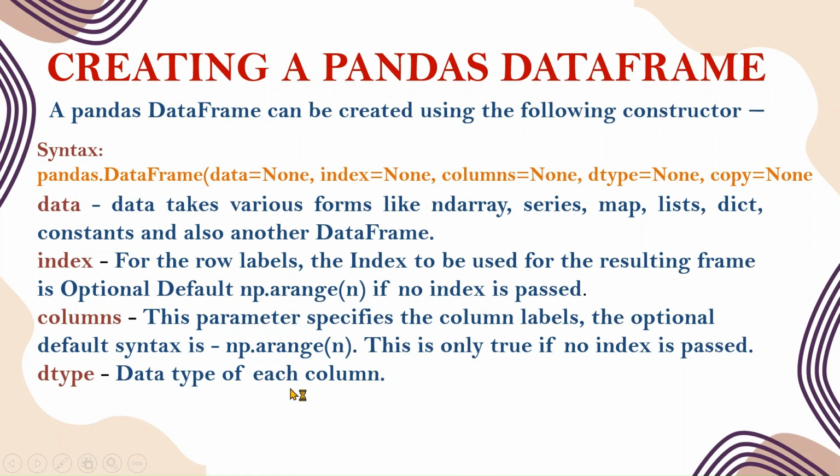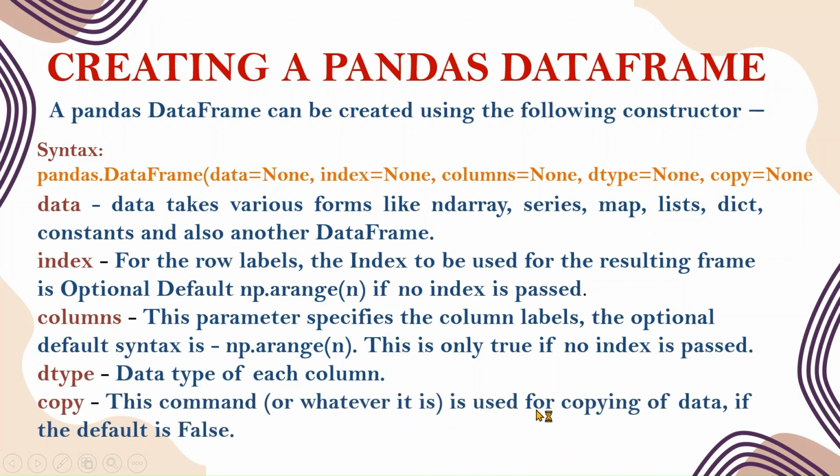Dtype, the data type of each column, you mention here. If you want strictly integer, you write integer. If you want only string, you write string, like that. Then copy. This is used for copying data, and the default is False. So if you write copy equal to None, whatever modification you do will work on the original copy. If you write copy equal to some value, then it is going to make another copy, and the modifications you do will not affect your original copy, only the other copy. So your original copy will not be disturbed. So these are the 5 parameters for the data frame constructor.